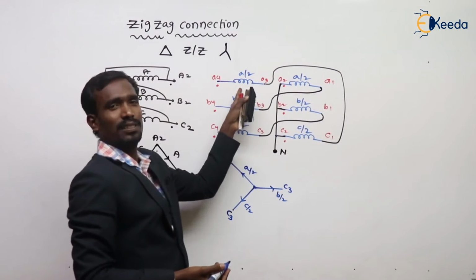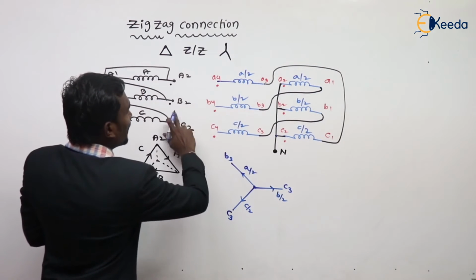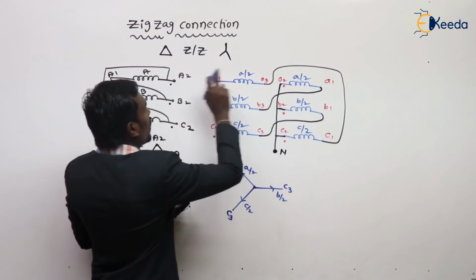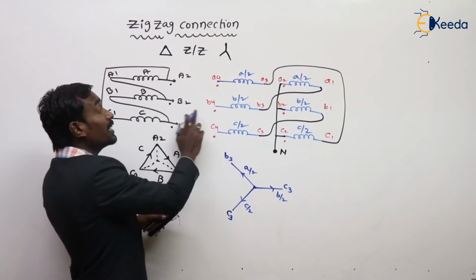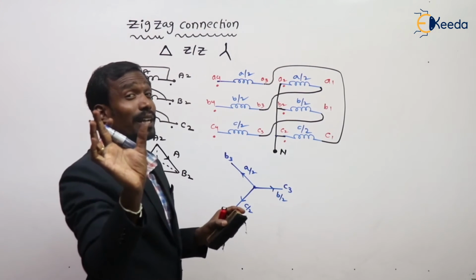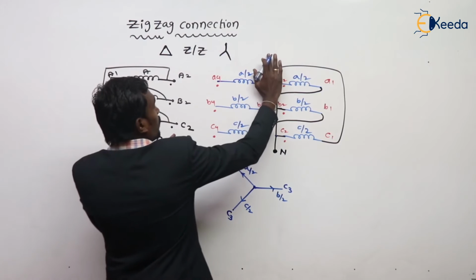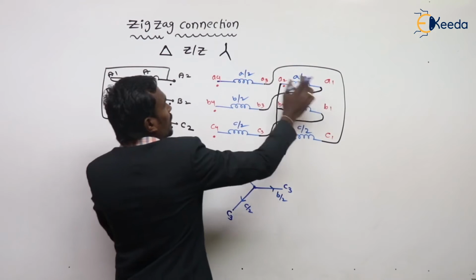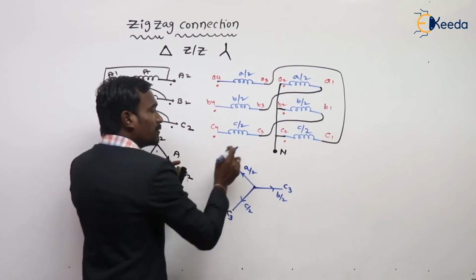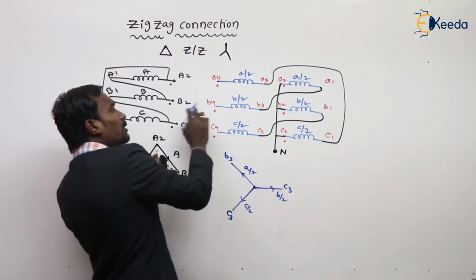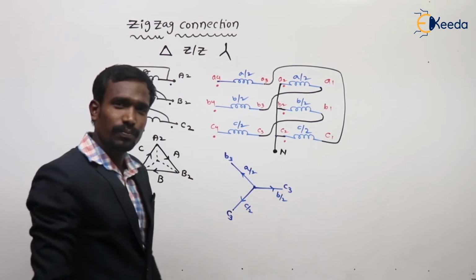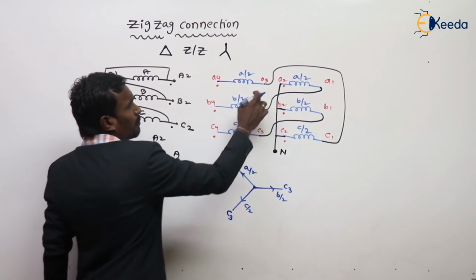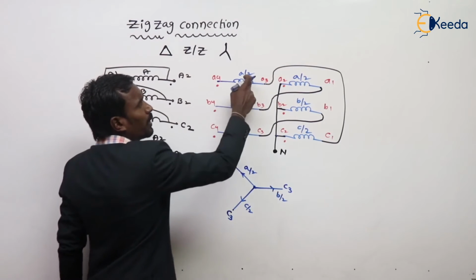See here, these two are in subtractive polarity. Sorry, these two are in additive polarity. These two are in subtractive polarity, which I have taken for subtractive polarity. Now these two are in additive polarity. So for additive polarity, first from A3 to A4, A by 2.